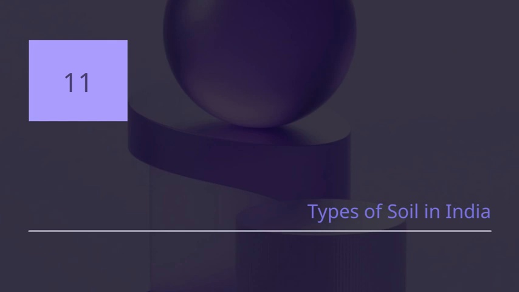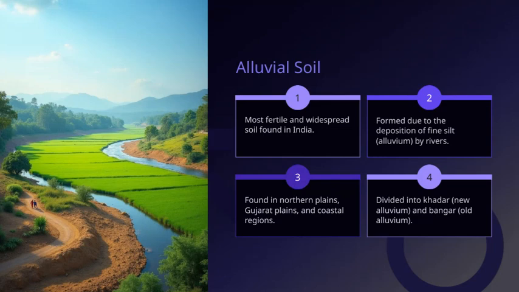essential for sustainable development. Alluvial soil is primarily divided into two parts, Khadar and Bangar. Khadar refers to the new alluvium, which is deposited recently by river floods, making it quite fertile. Bangar, on the other hand, consists of old alluvium that has accumulated over a long period.